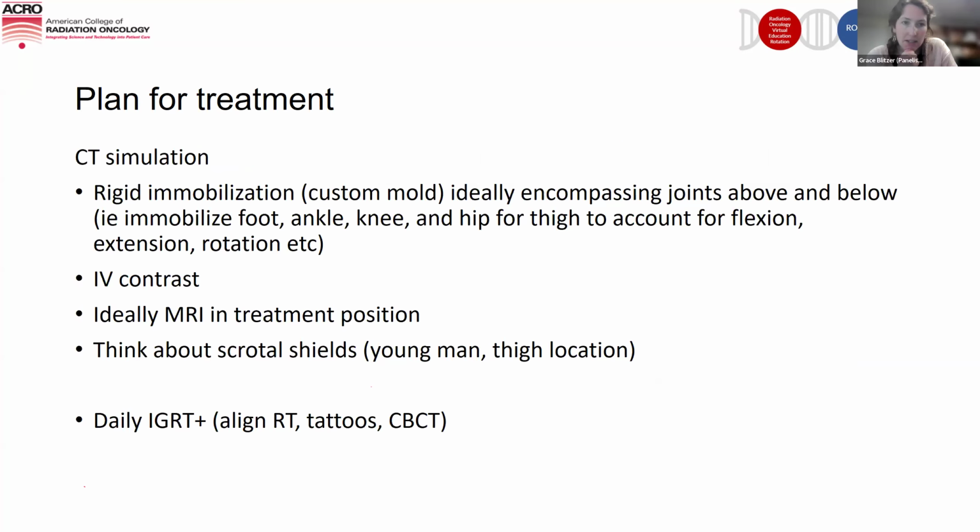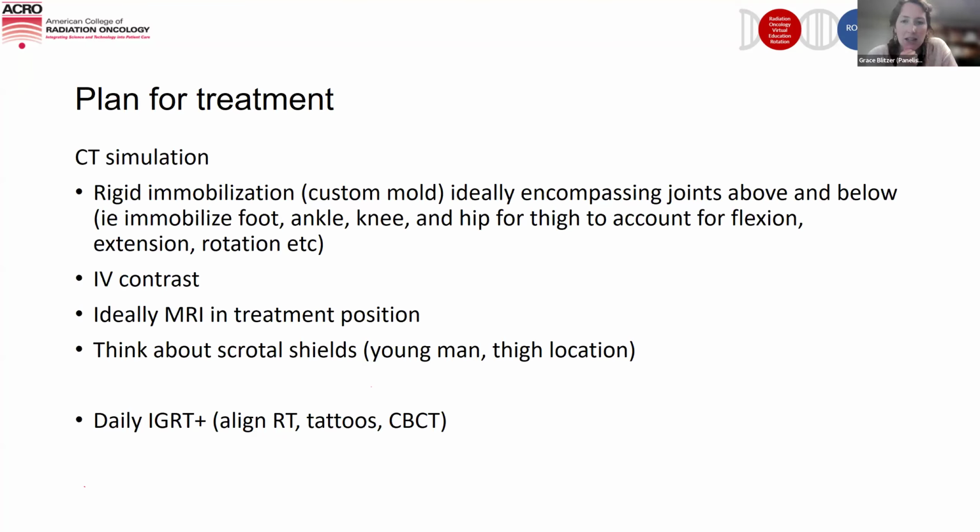And then because this is an important thing when you're out in practice on your own, CT simulation is worth going to. I'm sure everyone's attending tells them to go, but truly for this, you really care about immobilization. You want a custom mold that ideally encompasses the joints above and below, right? So you want to get the ankle, the knee, the hip for that thigh to account for flexion, for extension, for rotation. All of these things really matter or else things will not align well.